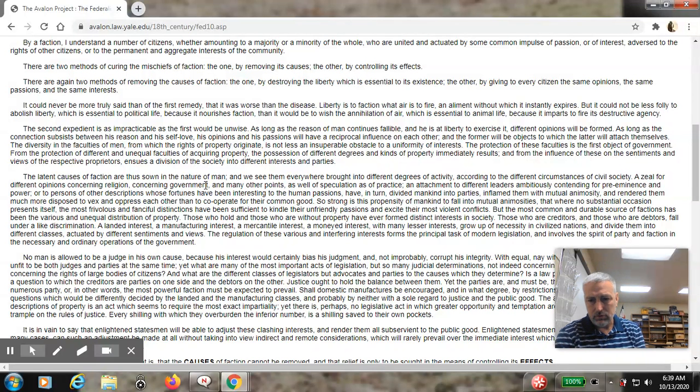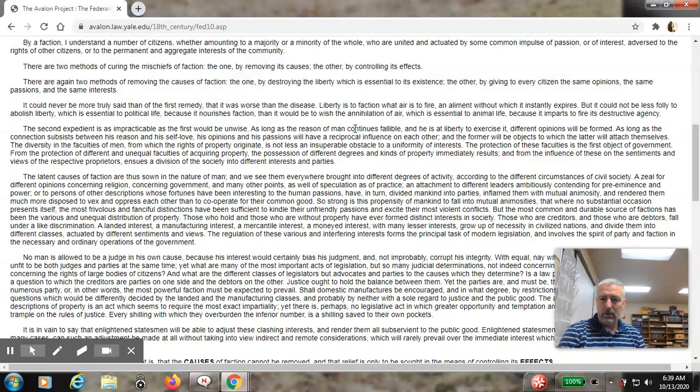Actually, I went too far, but I'll go ahead and finish this sentence. Inflame them with mutual animosity. We have a lot of that now. And rendered them much more disposed to vex and oppress each other than to cooperate for their common good. So Madison anticipated the point at which we are at this very moment in U.S. history. They knew it was going to happen. What I just read there is a spot-on description of the way things are in the United States right now.